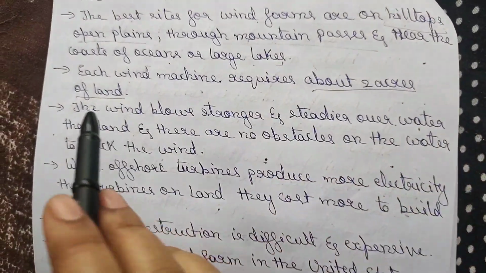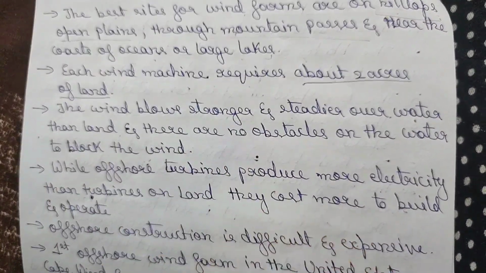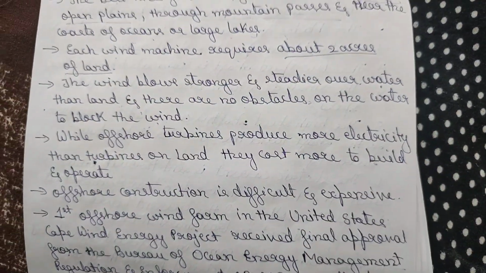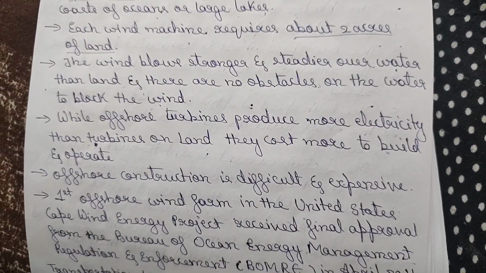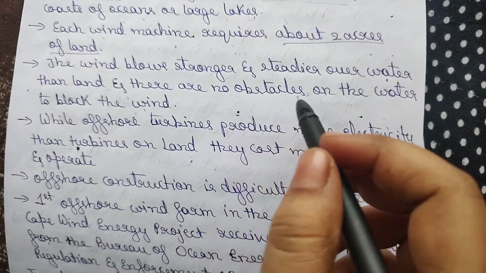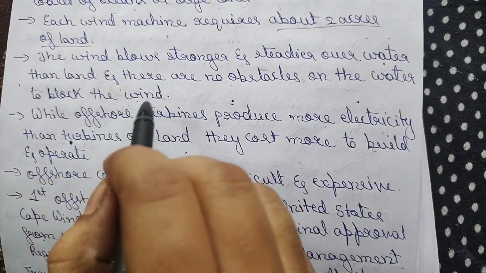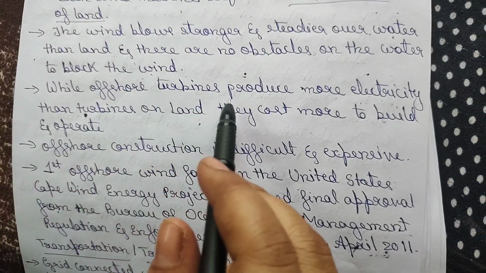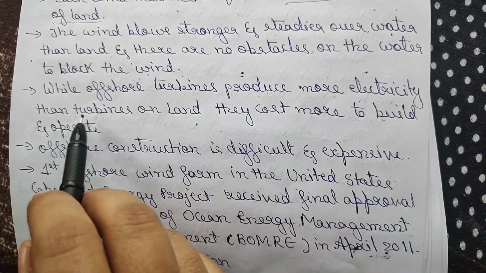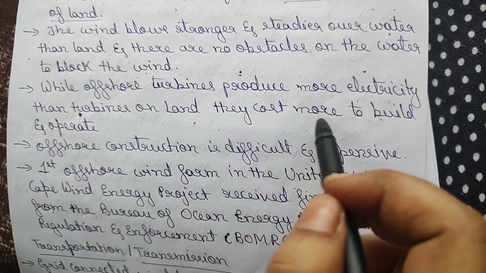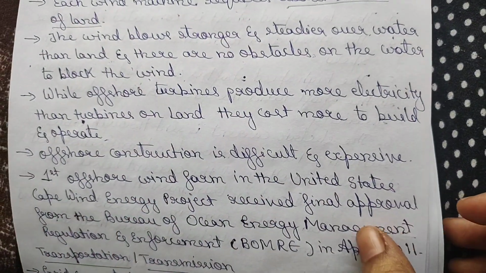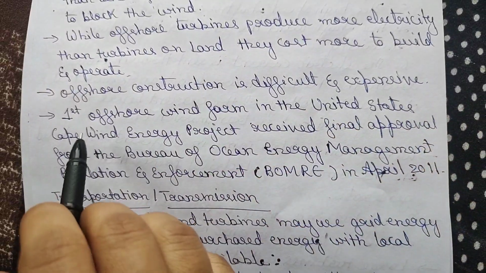Each wind machine requires 2 acres of land. Winds flow stronger and steadier over water than land, and there are no obstacles on the water to block the wind. While offshore turbines produce more electricity than turbines on land, they cost more to build and operate. Offshore construction is difficult and more expensive.